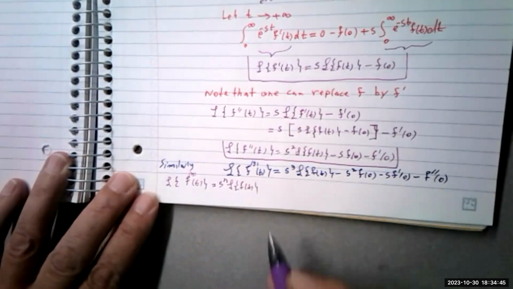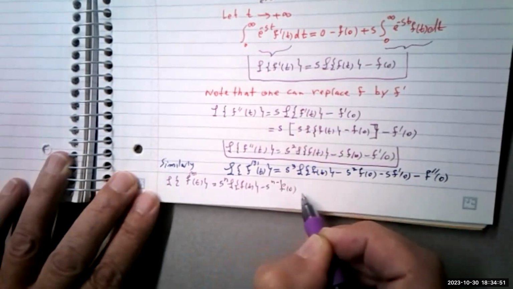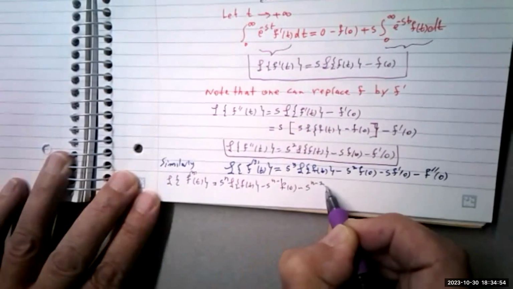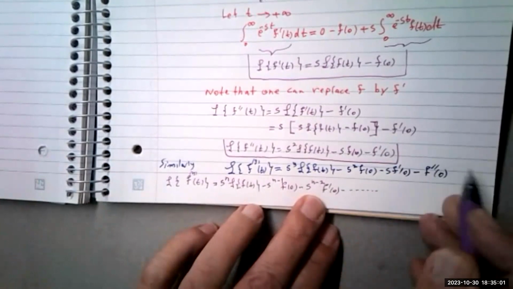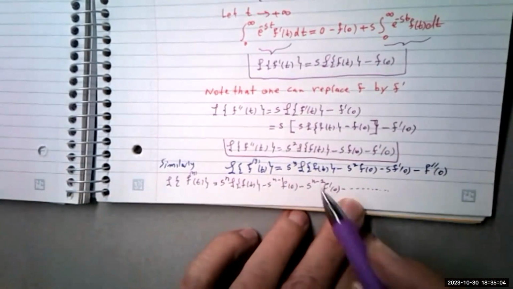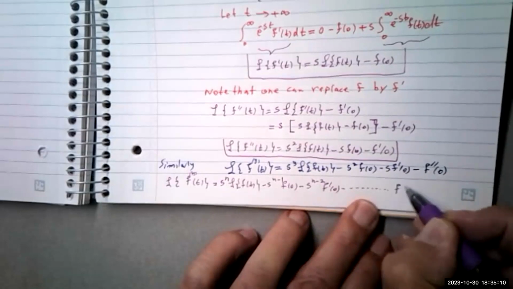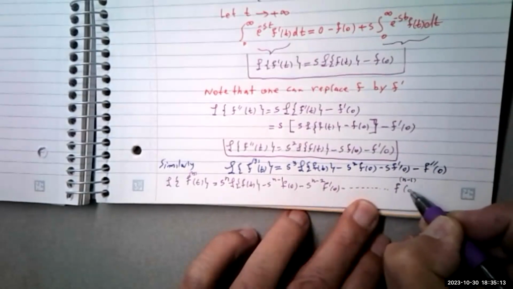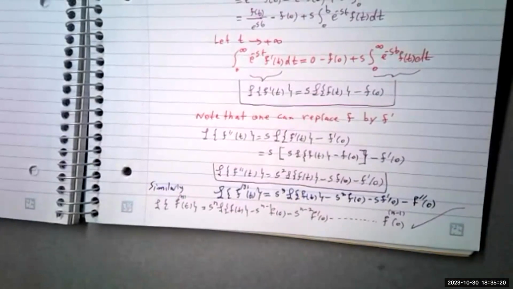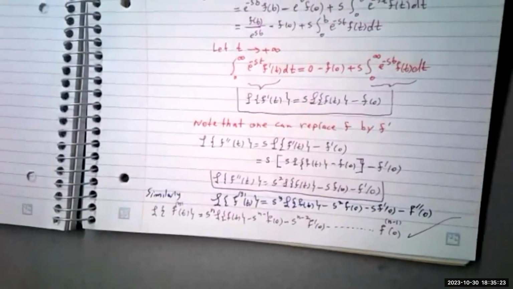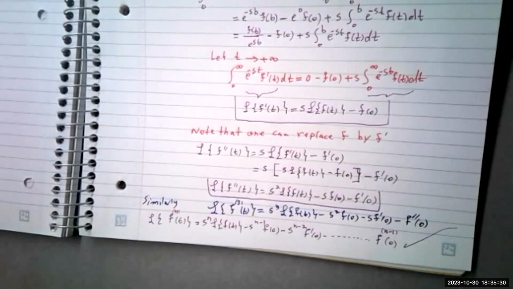That's the first one. You lower the power of the s: s to the n minus 1, f of 0, minus s to the n minus 2, f prime of 0. You continue. What's going to be the last one? This is to the n, and this is the last one, f to the n minus 1 at 0. So that's going to be the general formula for the Laplace transform of any order of the derivative of the function, which is going to be very useful. We can apply it to any differential equation of any order.